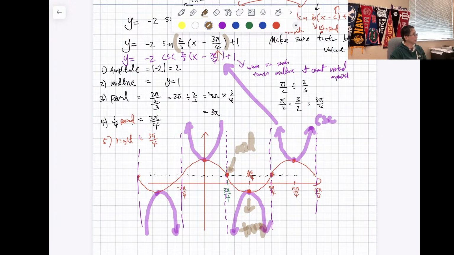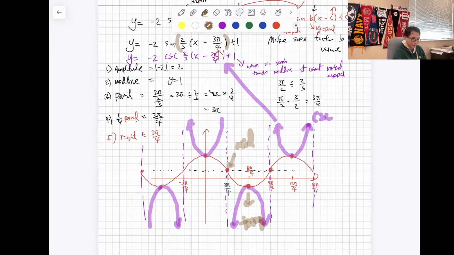Yes, Miranda? Okay, so whenever we're talking about a sine graph, if we graph a cosecant function, this is an inverted sine. When the sine graph touches the midline, it's going to create an asymptote, because at that time it's 1 over sine of 0. 1 over sine of 0 is 1 over 0, and 1 over 0 is undefined. That's why it creates asymptotes at those locations.